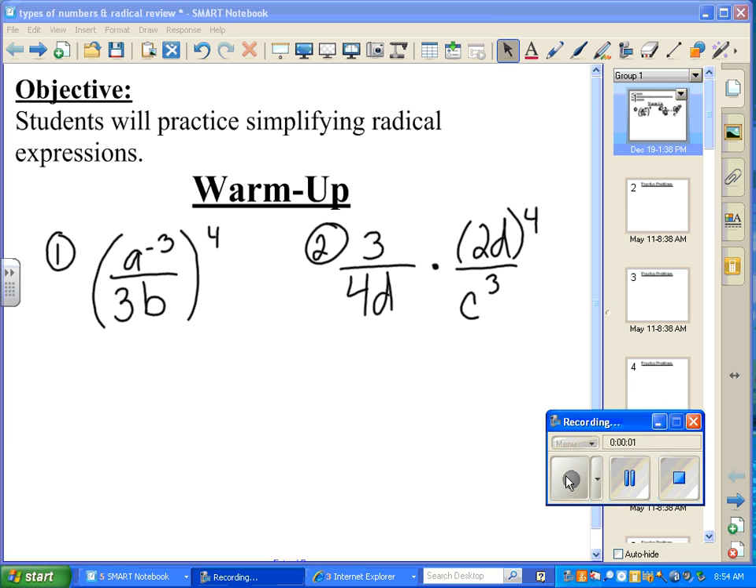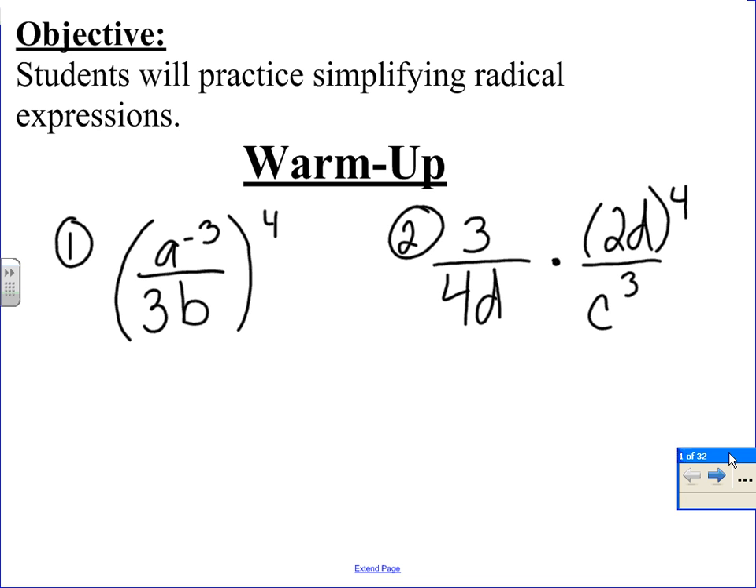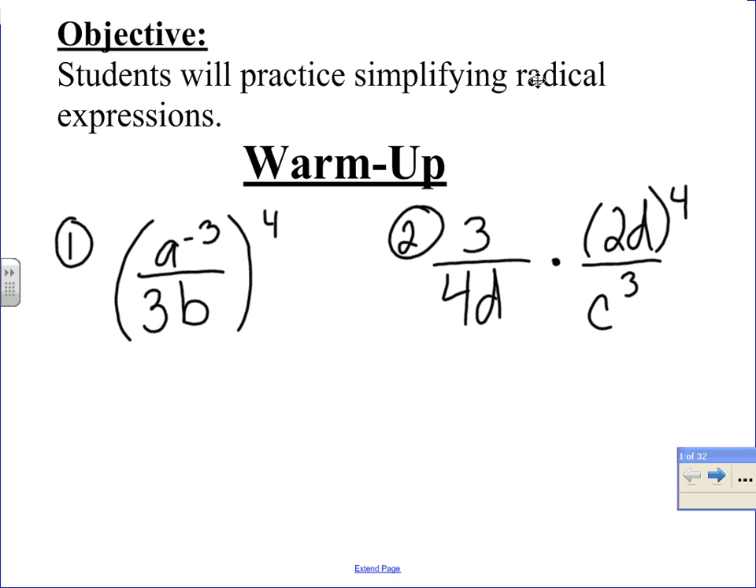Okay, our objective today is to finish up exponents, and then we're going to practice simplifying all types of radical expressions, which is not new, but some of you may forget parts of it. So we'll spend about 20 minutes talking about that, and then you'll practice them in class for the rest of the time. As long as you finish that, there will not be homework.